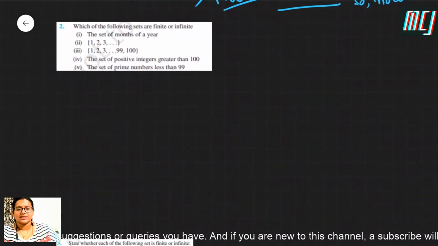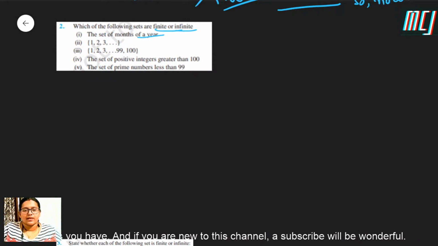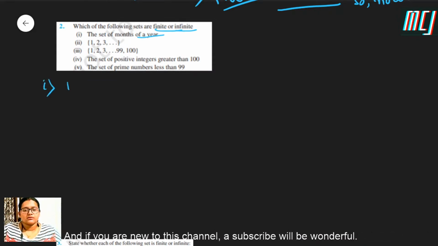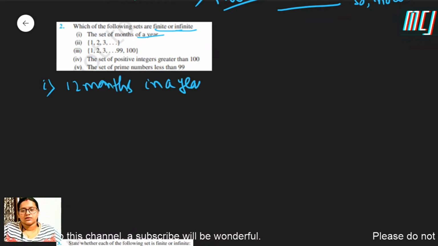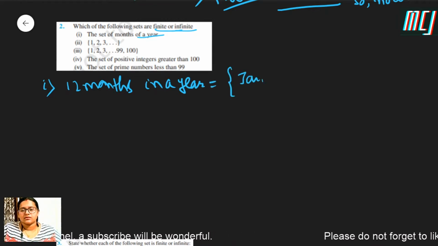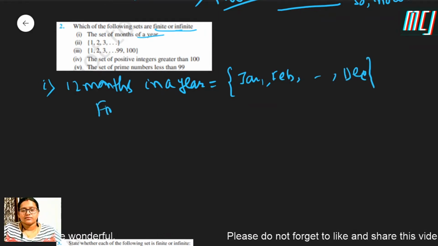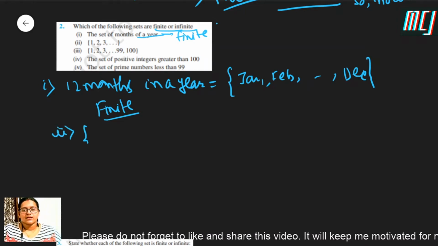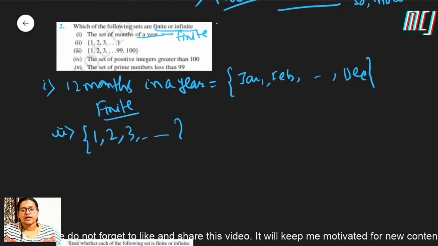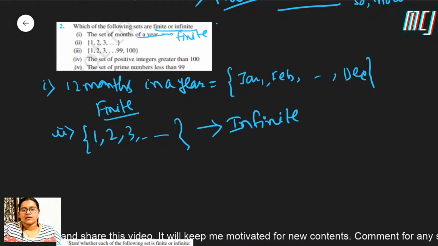Now coming to the second question. See here, the set of months of the year. We need to check finite or infinite. Okay. So we have 12 months in a year. So the set will be Jan, Feb, and so on till December. So this is finite. Now see the second one. That set is starting from 1, 2, 3 and so on, the set of all natural numbers. This is infinite because we don't know what the last number is. So it's infinite.